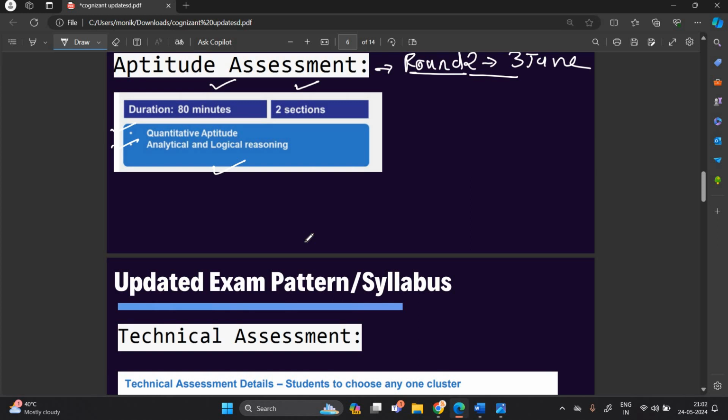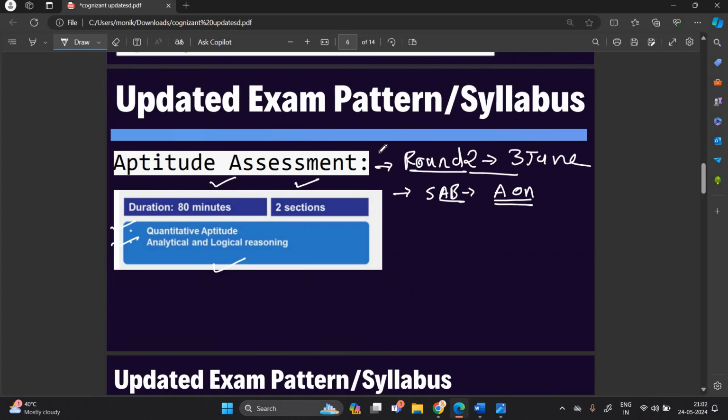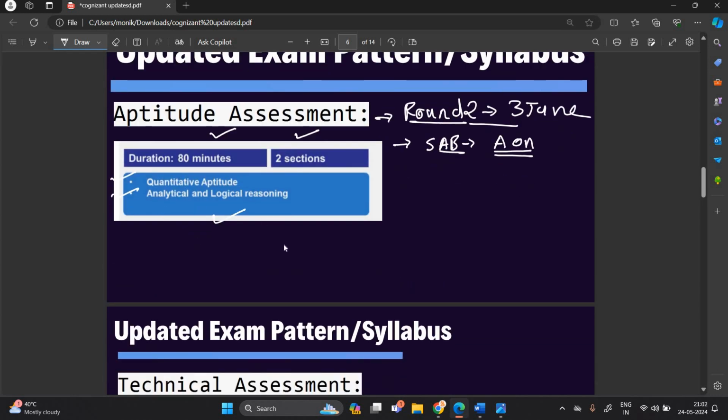Okay, all these patterns will be shared with all of you from your college. Basically I suggest that in this examination SAB will be there. SAB is an Aeon platform, or like a safe assessment browser, and it is from Aeon. So the aptitude assessment has 2 sections, quantitative aptitude, and analytical and logical reasoning. Basically they do not mention the number of questions, but we can analyze and expect that, as the duration is 80 minutes, we can expect like 60 to 80 questions in that.